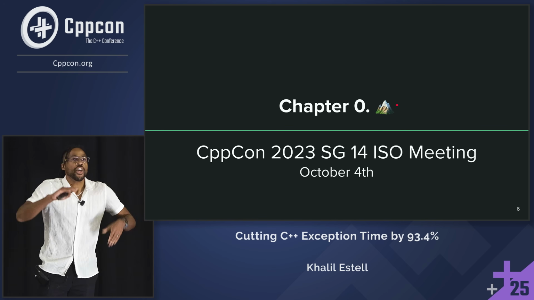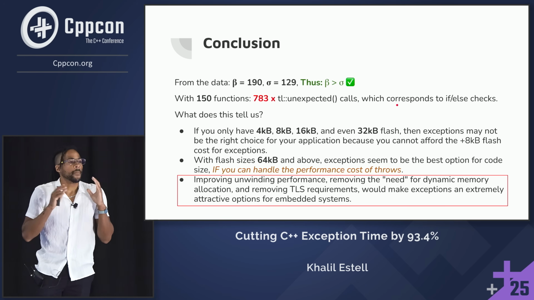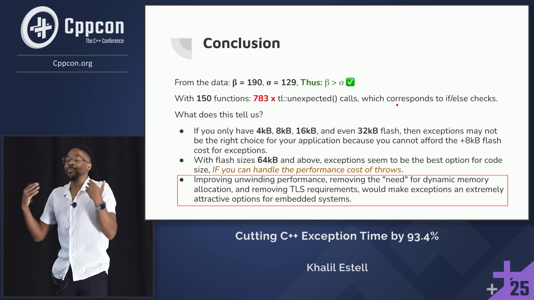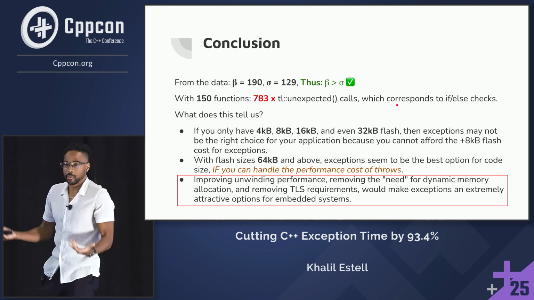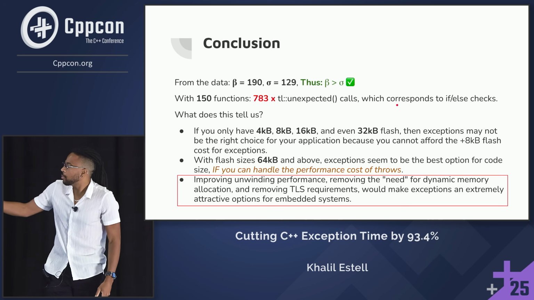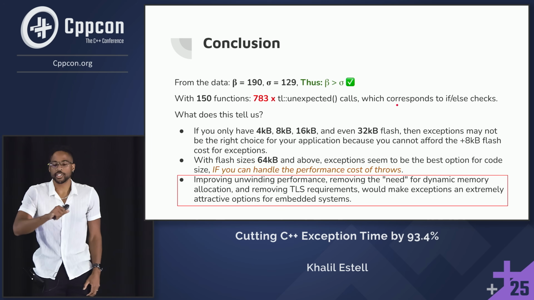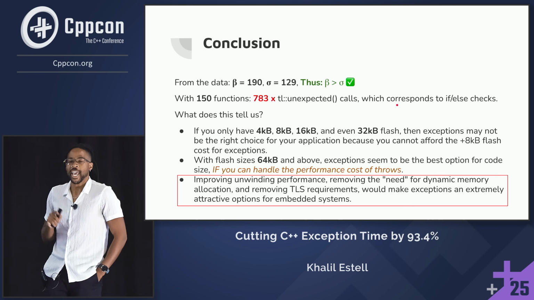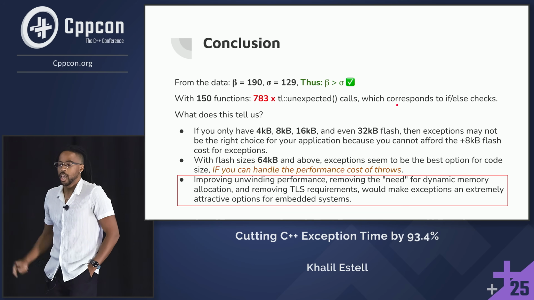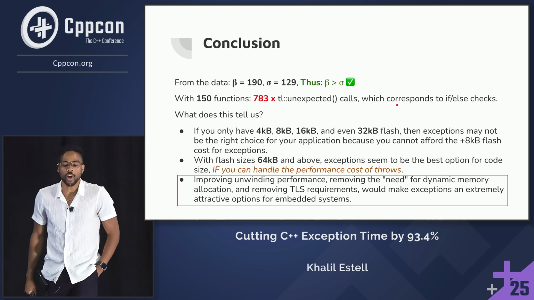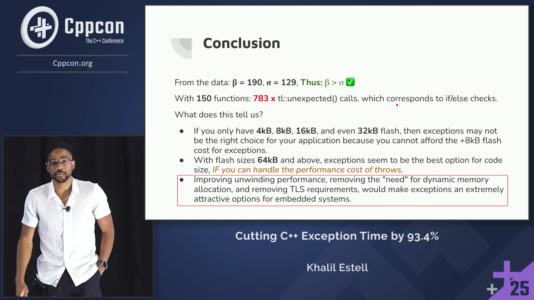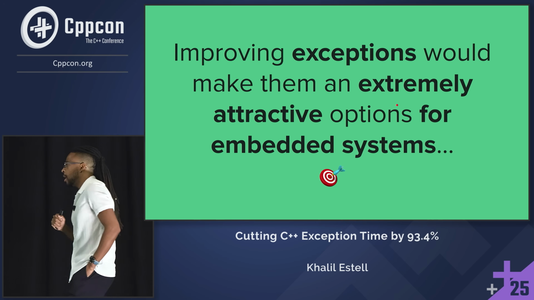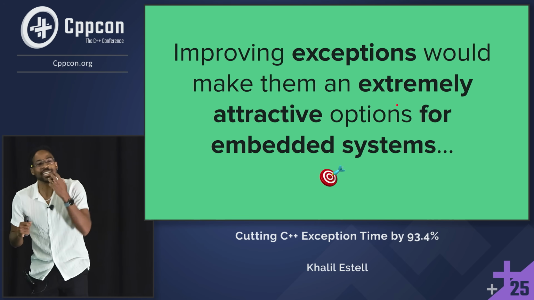Here I am presenting the conclusion of what became my keynote talk for C++ exceptions or code compression. At the bottom, there was something that was not included in that talk. It was this statement down here: improving unwind performance, removing the need for dynamic memory allocation, and removing thread local storage requirements would make exceptions an extremely attractive option for embedded systems. And here's the thing. I had never heard anyone in my life say that before. Even though I said that in my own head before, I never said it out loud.